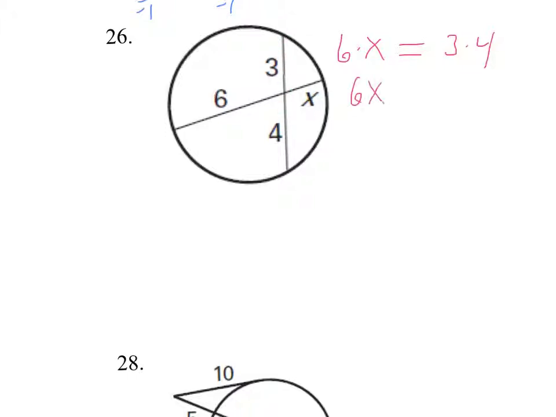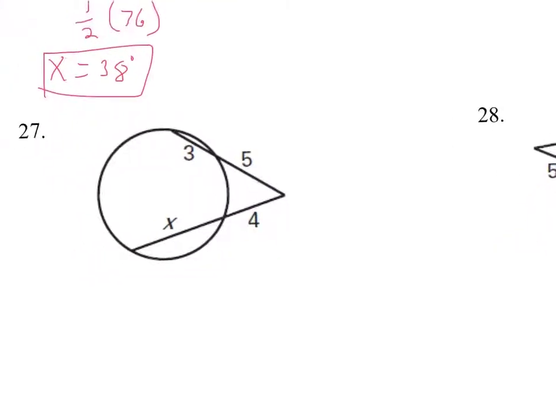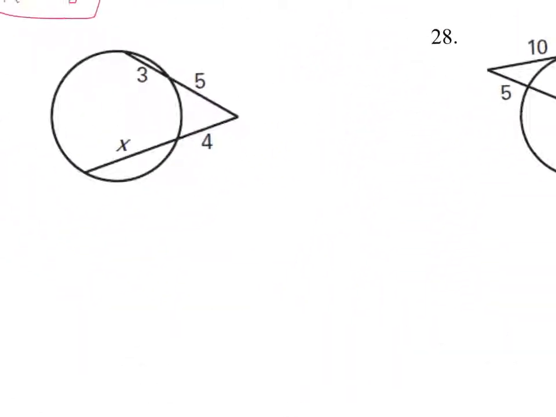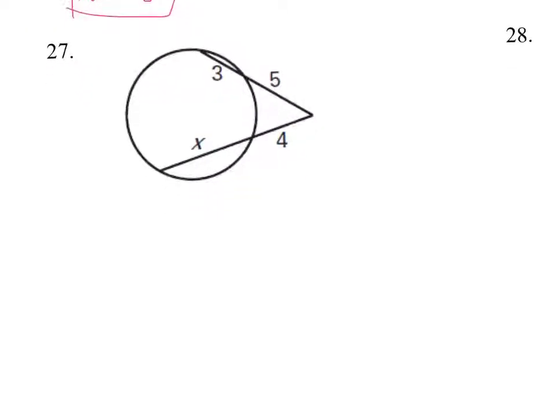Okay, so 6x equals 12, and that would make x equals 2. That's just kind of an introduction to this theorem. Do we have any others? Looks like we don't have any others quite like that one. So we had a couple other theorems that we learned as well.